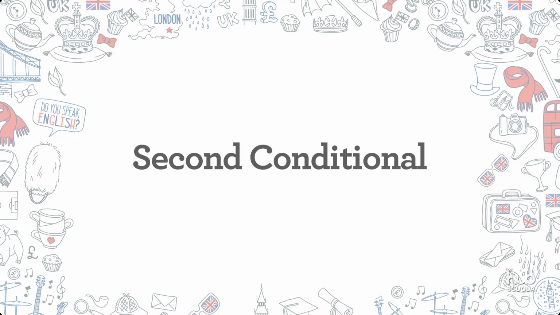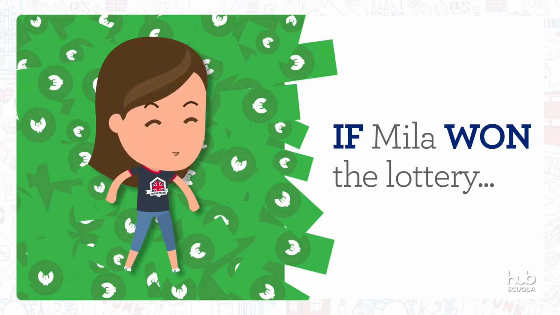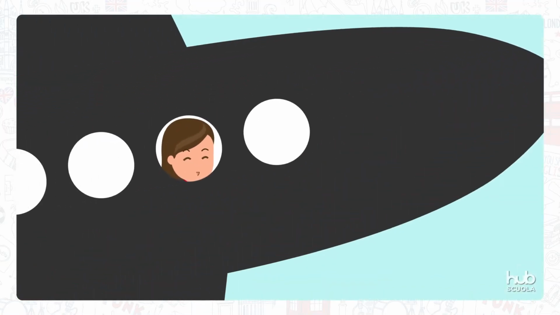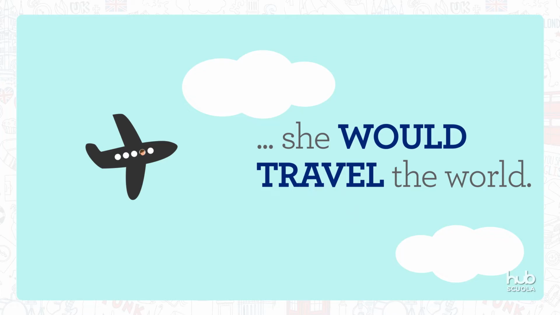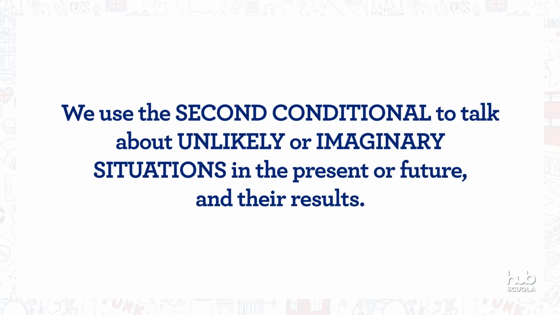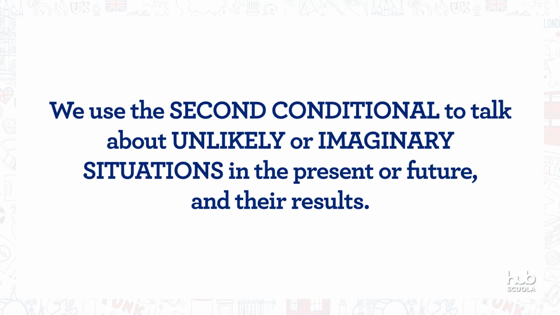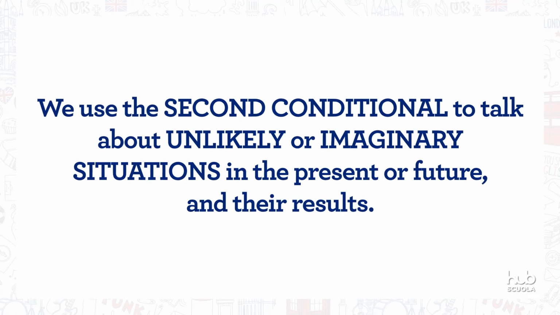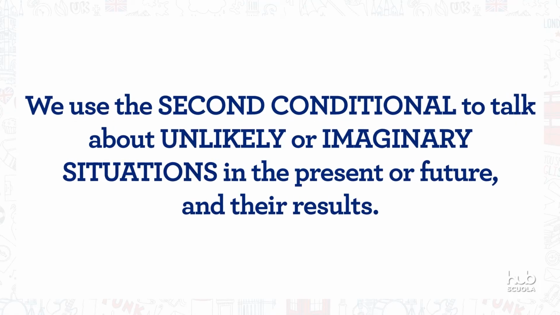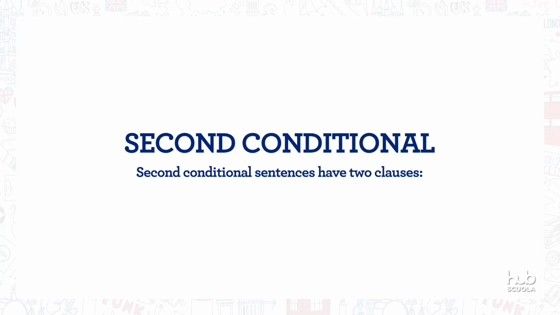Second conditional. If Mila won the lottery, she would travel the world. We use the second conditional to talk about unlikely or imaginary situations in the present or future and their results. Second conditional sentences have two clauses.